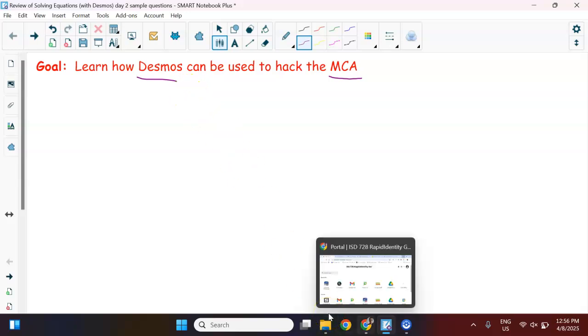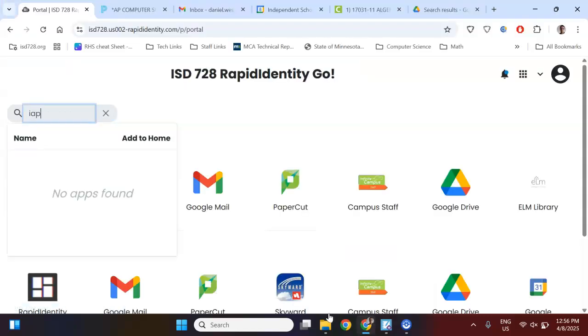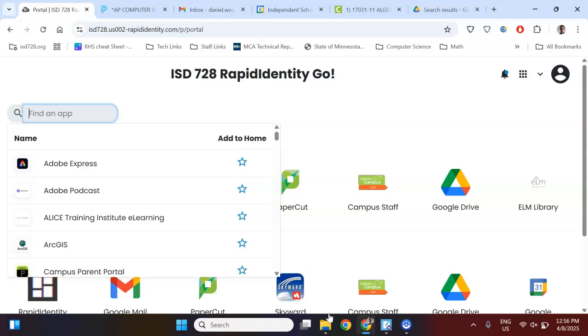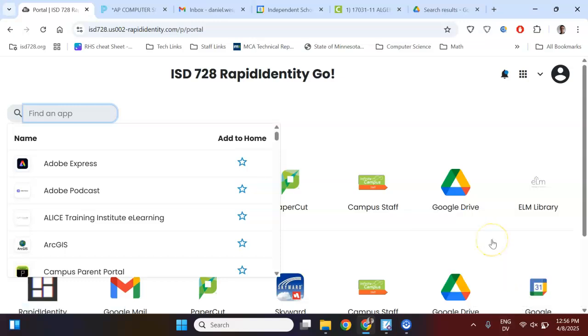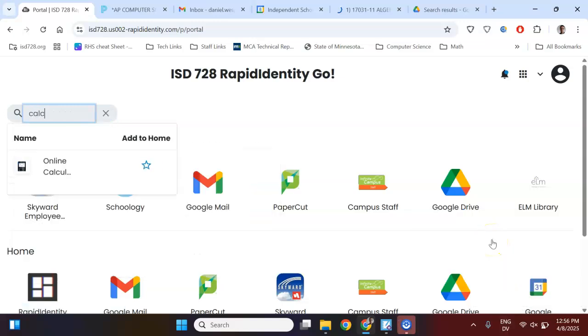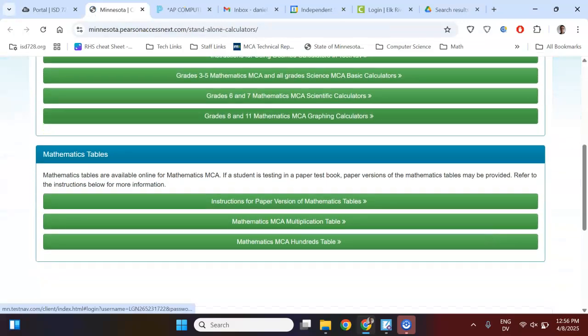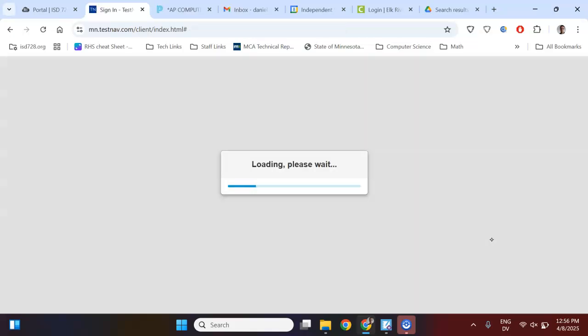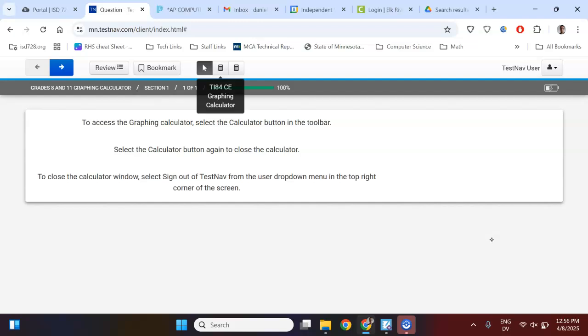So the first thing is you need to get the calculator. If you go into Rapid Identity here and search for calc, you'll be able to find the calculator and load that up and have it loaded throughout this lesson. I'm going to find that online calculator here, click on it, and then you scroll down, do the 8th and 11th grade calculator, and you have to hit start now like 17 times here. Start, and then up here are the calculators.